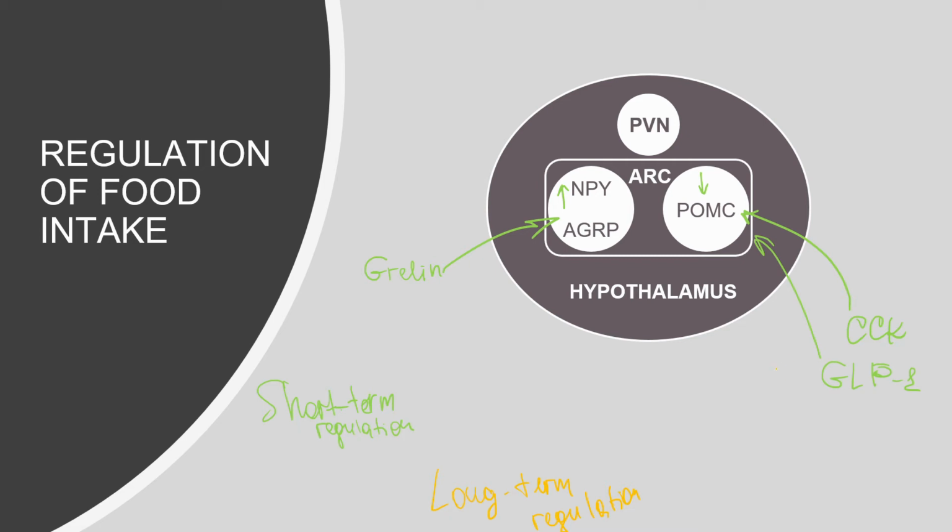So leptin would go here. Sorry. Would go here. If we have insulin, it exhibits a strong anorexigenic effect. We know that insulin is released after food intake, so it makes sense.